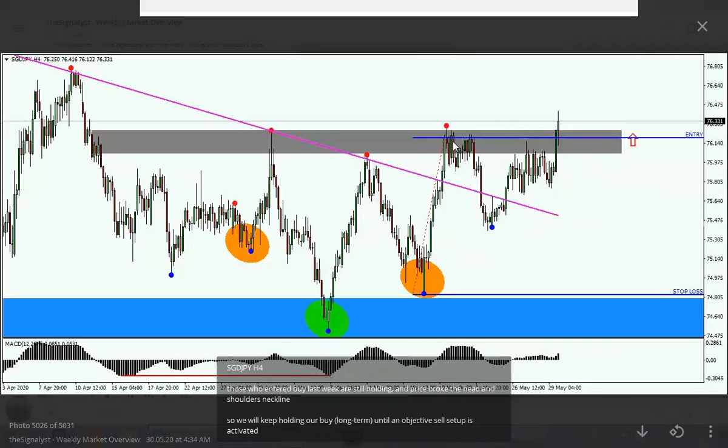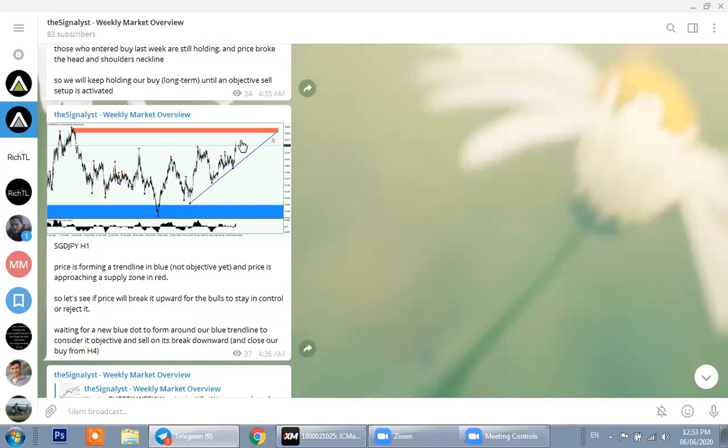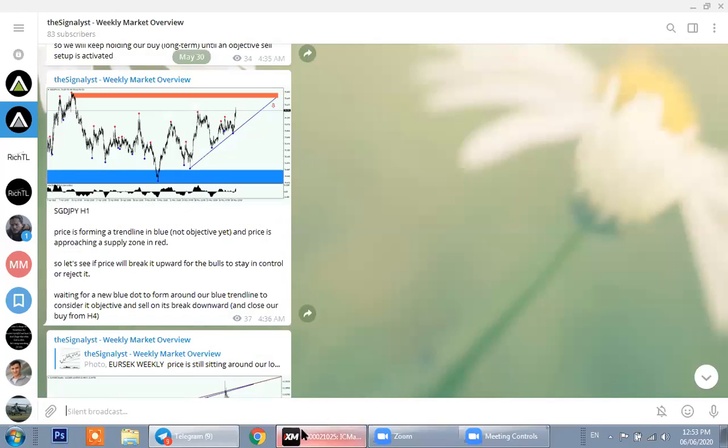We had two buy opportunities around here. The first one was after a break above this last swing standing, so that's our entry. And our second entry is after breaking above the neckline. So here's our two entries. We are holding an overall buy unless price breaks objectively below this blue trend line. So that's it for SGDJPY.